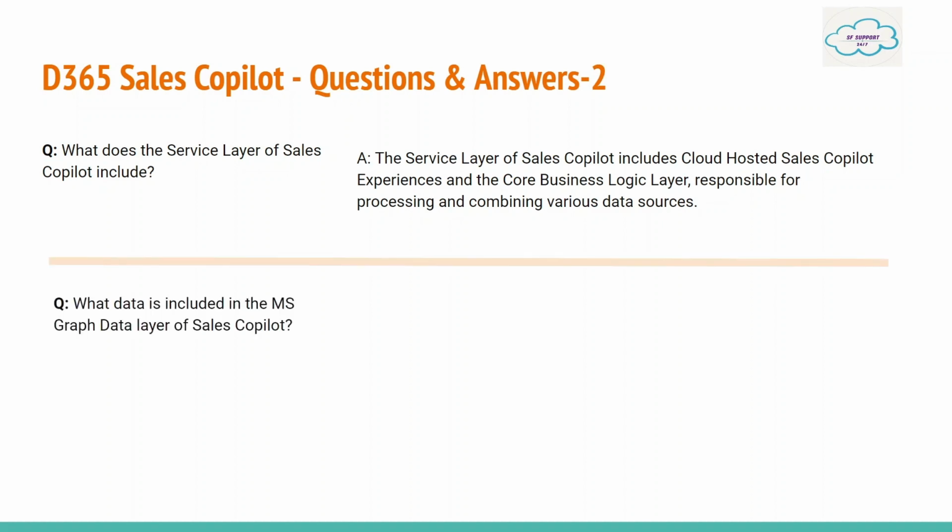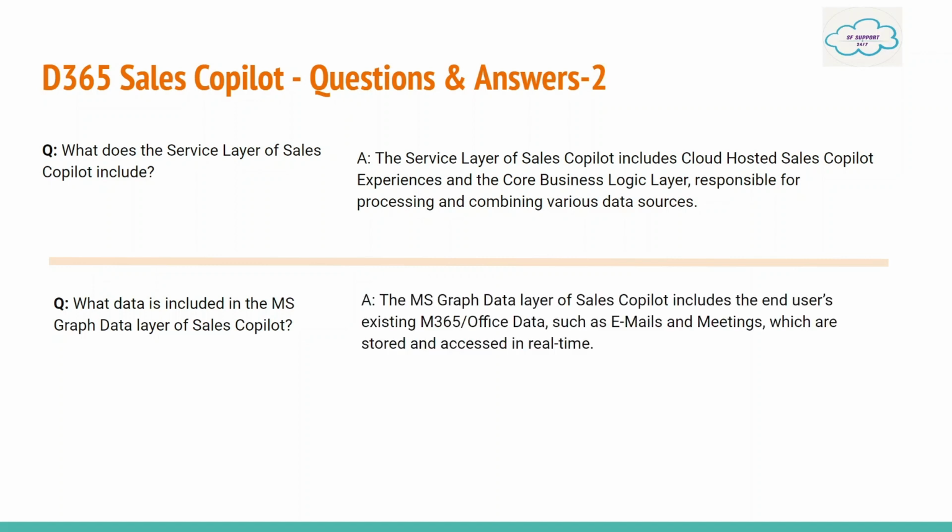Question. What data is included in the Microsoft Graph data layer of Sales Copilot? The information that is included in this graph database is existing Microsoft 365 Office data such as emails and meetings, which are stored and accessed in real time. Real time is the keyword.